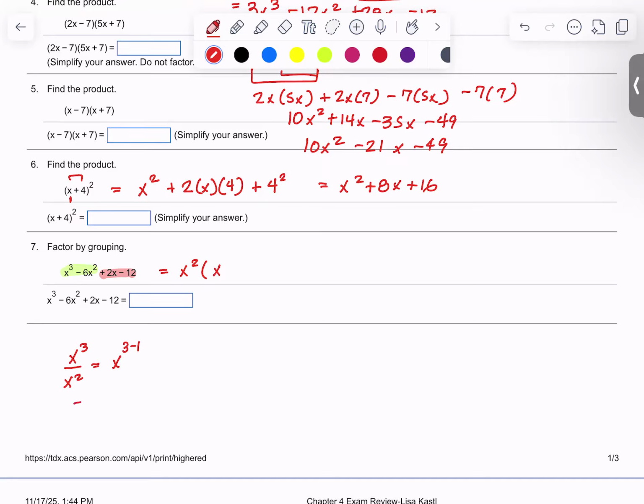And then I have minus 6x squared divided by x squared. That's going to give me minus 6. And those second two terms, I think we have a plus 2. 2x divided by 2 is x. Negative 12 divided by 2 is minus 6. Okay, then we can factor out the x minus 6 in parentheses, and we get x squared plus 2.